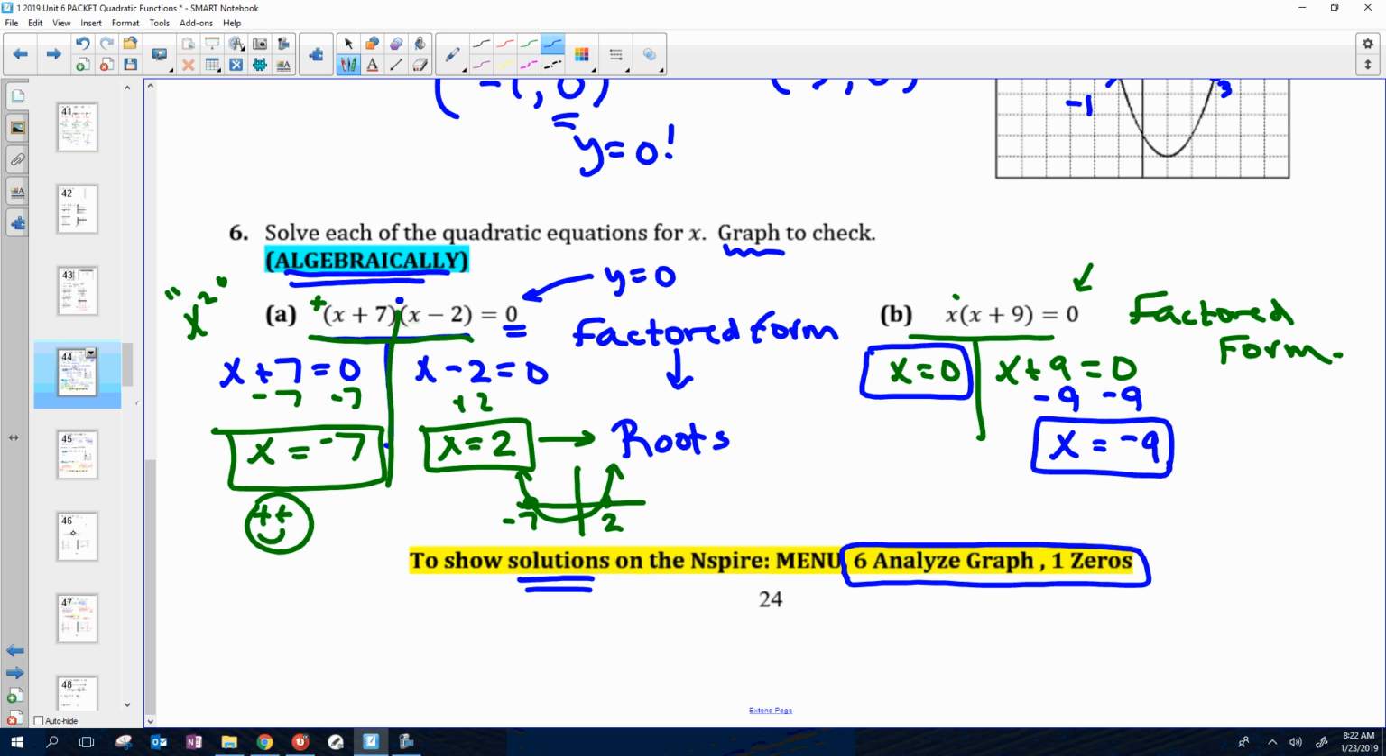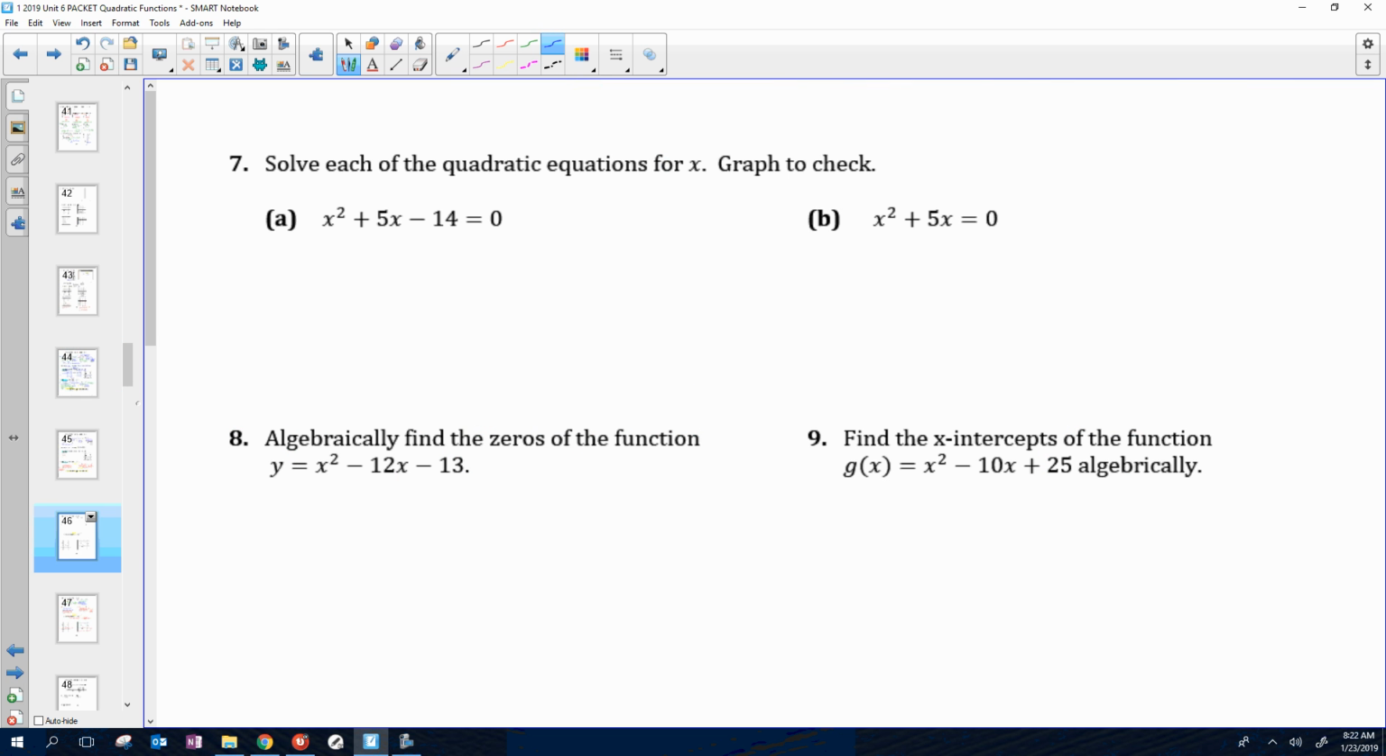All right, let's look at the next page here. Question 7. Solve each of the quadratic equations for x. So we are solving, and we're going to graph to check. So they're already set equal to 0. I'm going to use factoring to get the factored form.